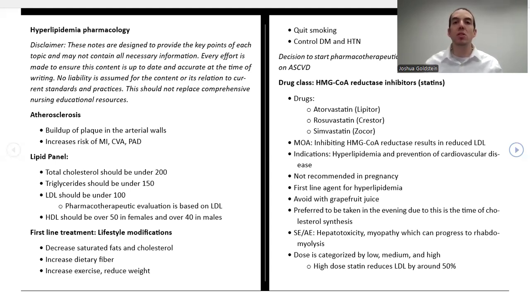What do we use these drugs for? We use them for hyperlipidemia and the prevention of cardiovascular disease. So those are your two indications.